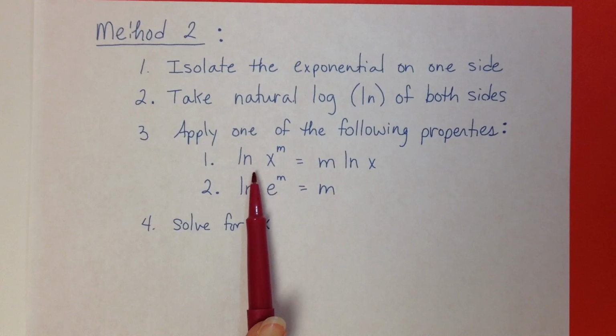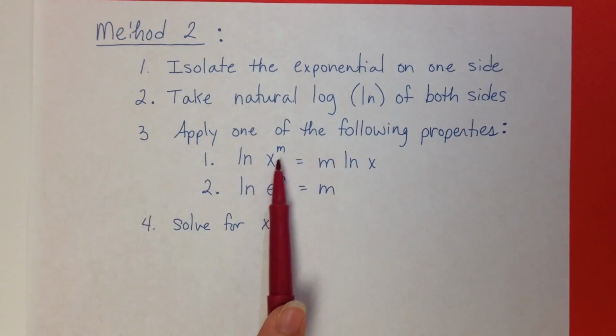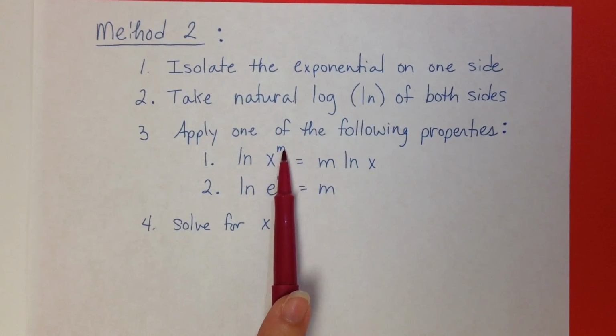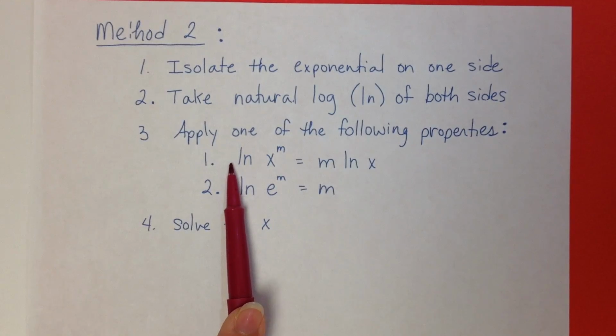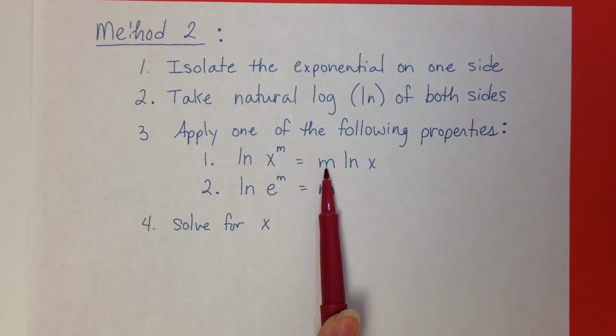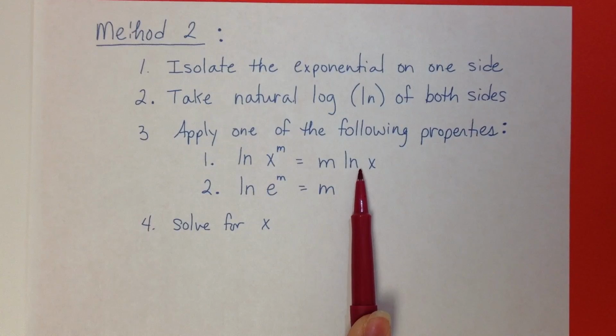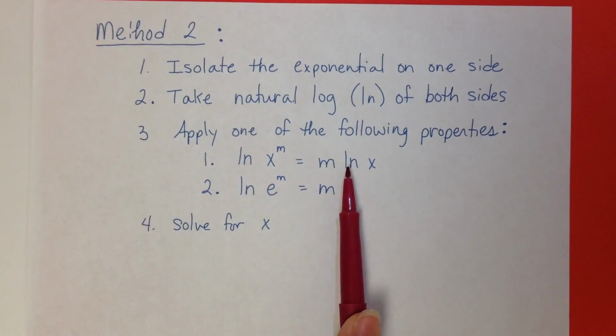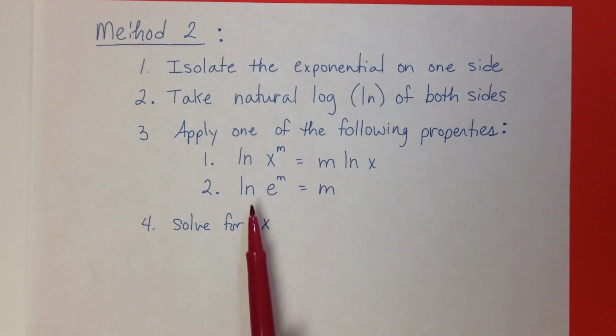This is one that we just learned in the previous section. When your argument has an exponent, then you're allowed to bring the exponent to the front. So that means you would now have that exponent times that natural log. So we'll use this on some problems.